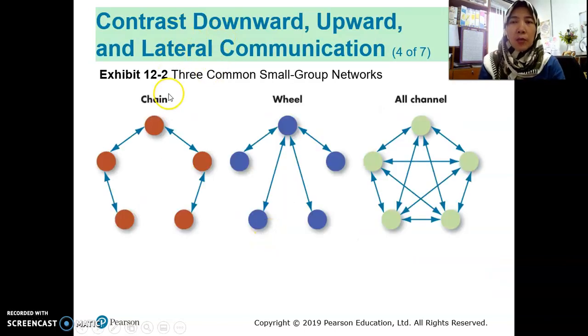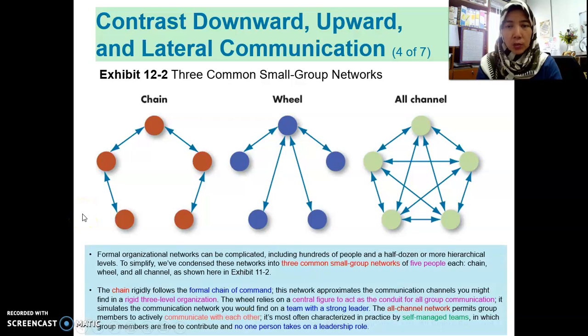So moving next to the three common small group networks. You can see these three common small group networks: chain, wheel, and all channel. These are also parts of communications. A formal organization network can be complicated, including hundreds of people and half a dozen or more hierarchical levels. To simplify, we condense this network into three common small group networks of 5 people each. So this is chain, this is wheel, this is all channel.